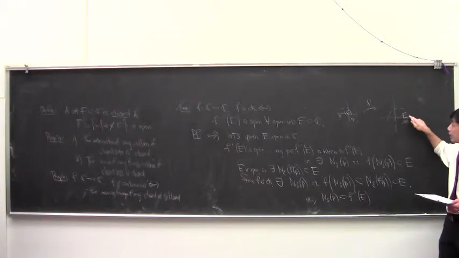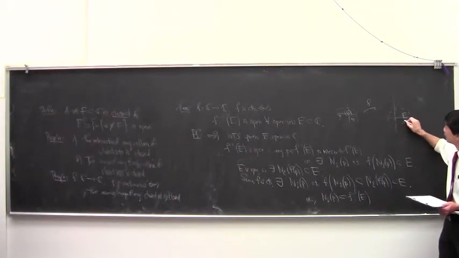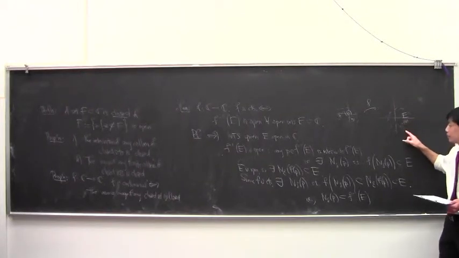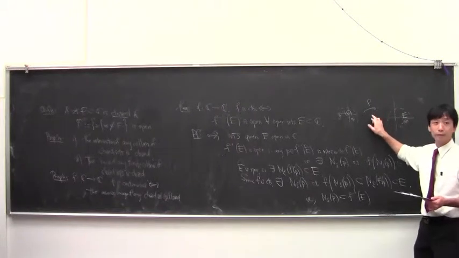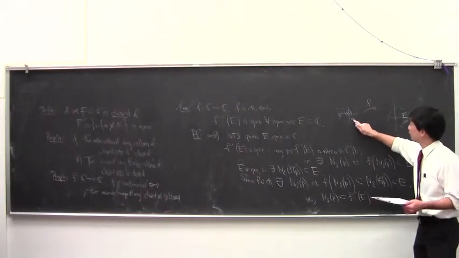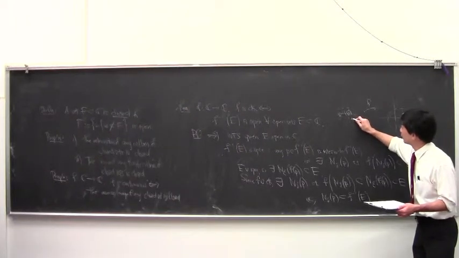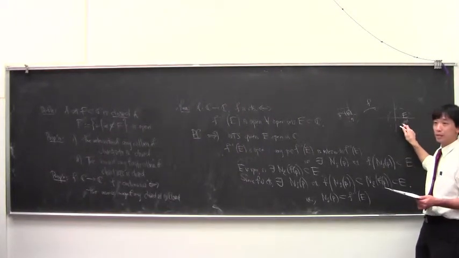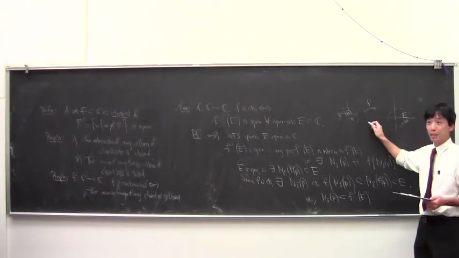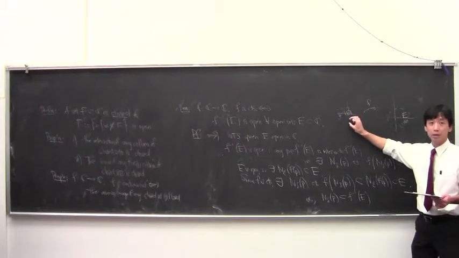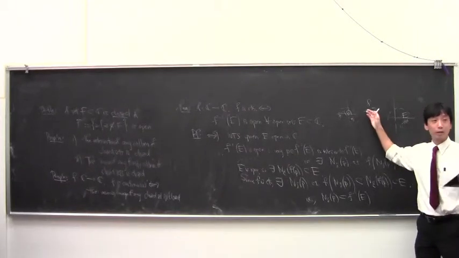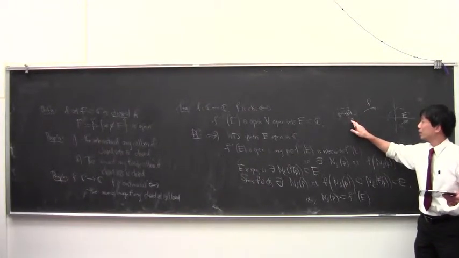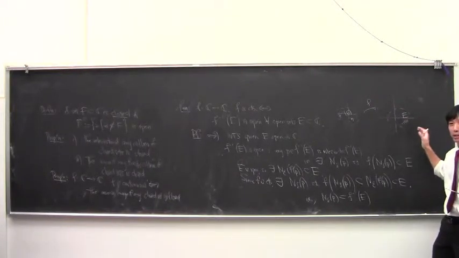Well, F of P lies in E, and E was open. E being open means that F of P is interior, right? So there's some epsilon ball around here that is contained in E. Let's take that epsilon ball and use the continuity of F. Continuity of F means that we can find a delta ball around here that gets mapped entirely inside of this epsilon ball. That's what continuity means: given any epsilon ball here, we can find a delta ball around P that gets mapped inside there. We found a ball around P whose output lies entirely inside of E.